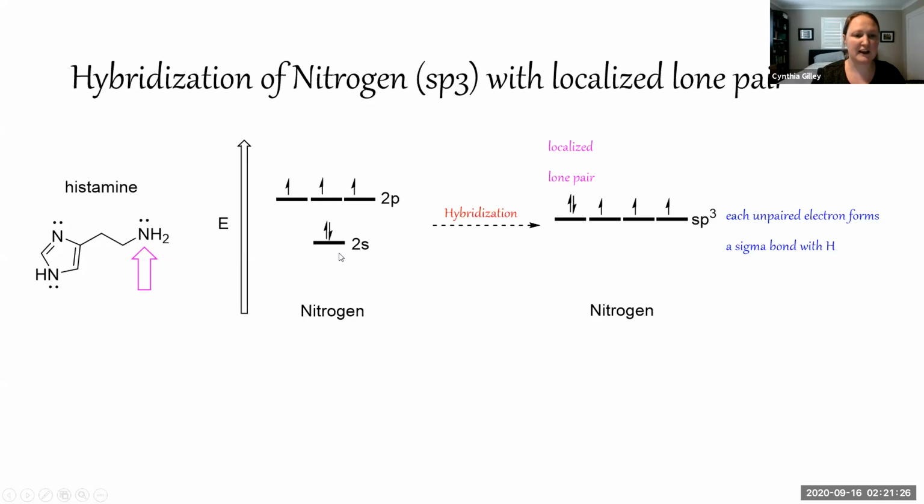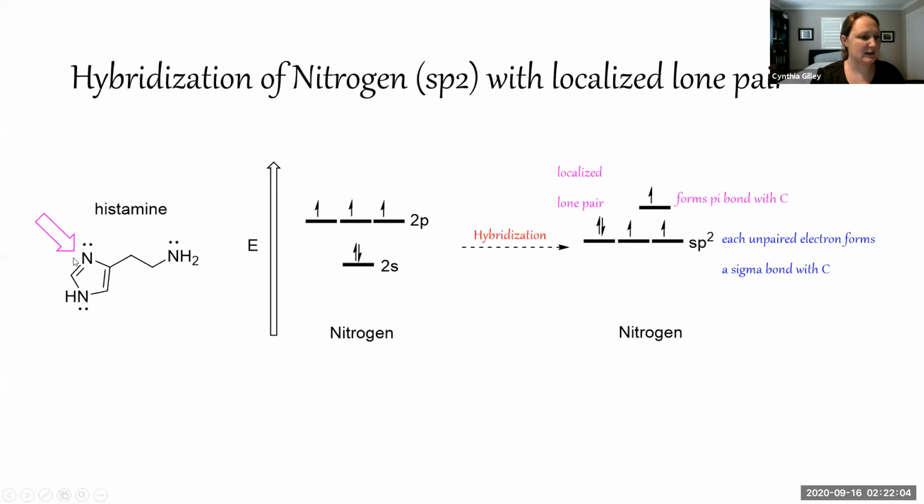As I fill in my 5 electrons after I've hybridized to sp3, I end up with 1 lone pair. Again, that lone pair is in a hybridized orbital, so I know it's localized on that nitrogen. It is stuck in this orbital. It is not spread out over multiple atoms. Each of the other unpaired electrons forms a sigma bond, either with hydrogen or with carbon, forming the 3 sigma bonds for that nitrogen atom.